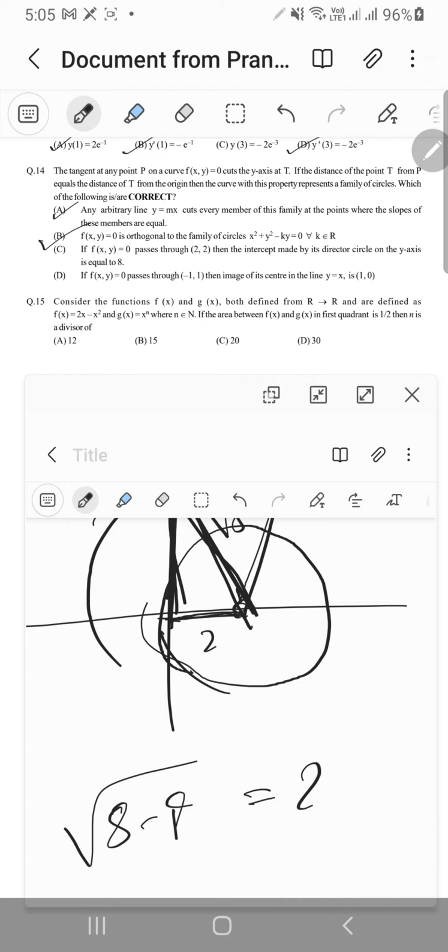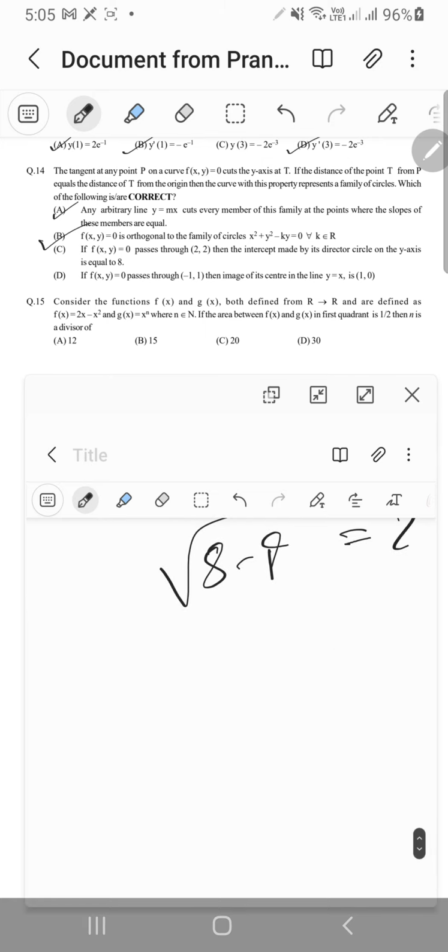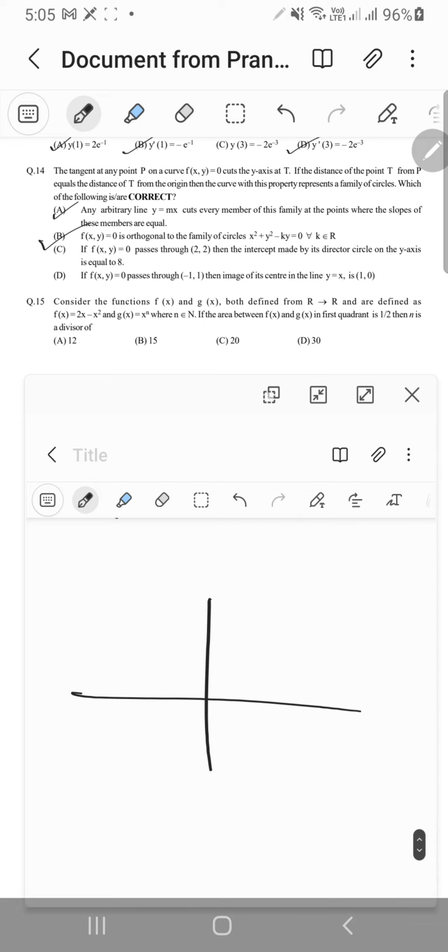Okay, if f of xy equal to 0 passes through (negative 1, 1), then the image of its center, wait, how does it pass through (negative 1, 1)? Okay, fine, whatever. Yeah, then the image of its center in the line y equal to x is 0. Just draw this. So it passes through (negative 1, 1), so like this. So this thing should be its center, I guess.